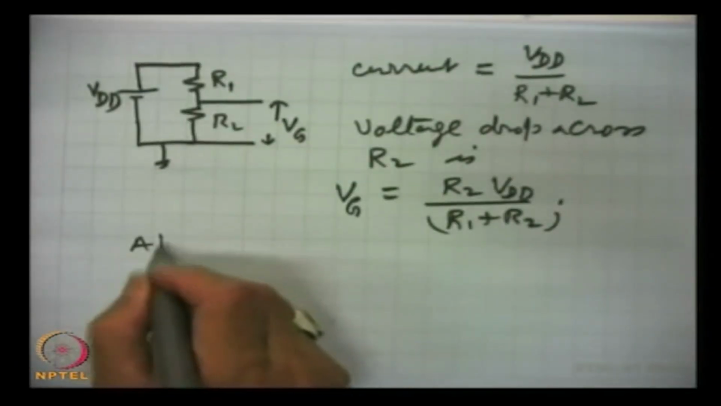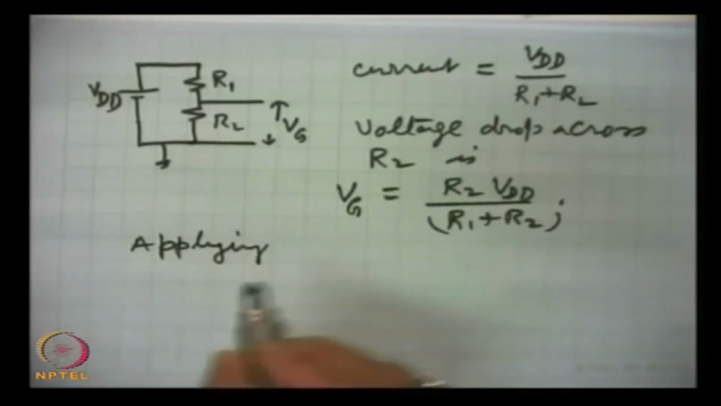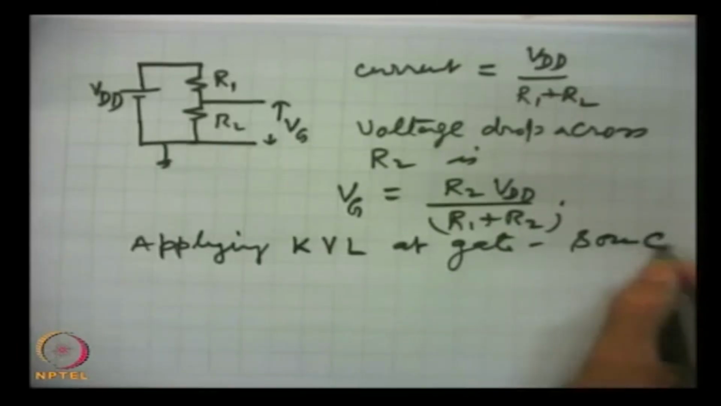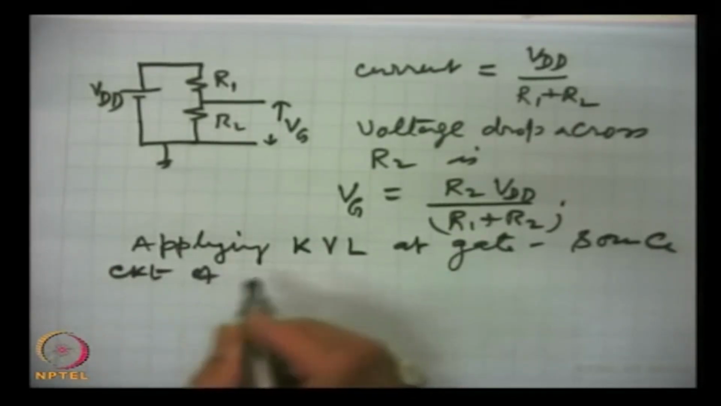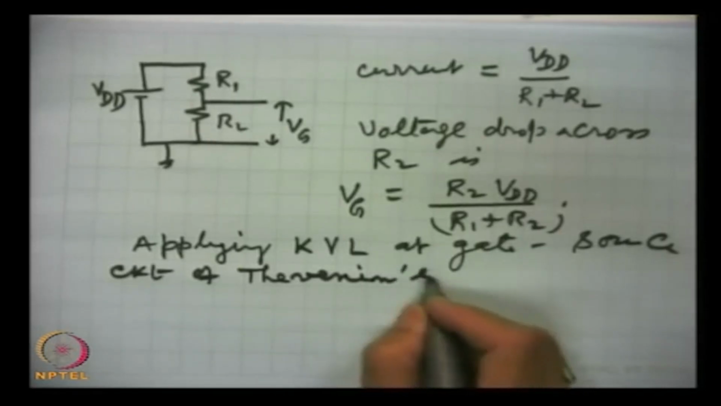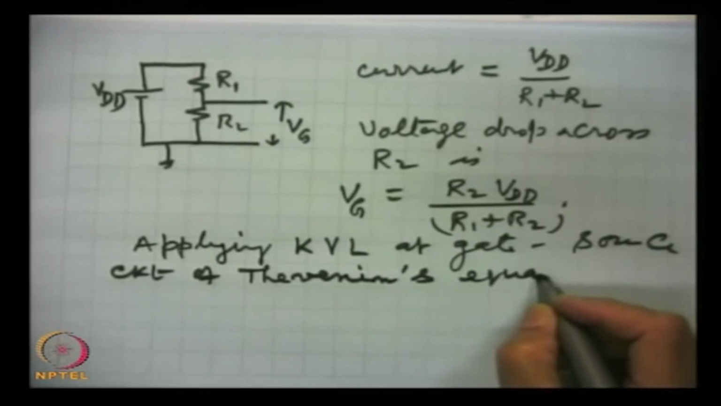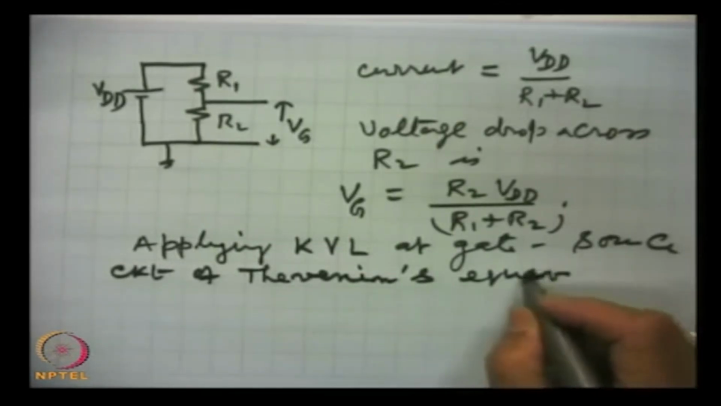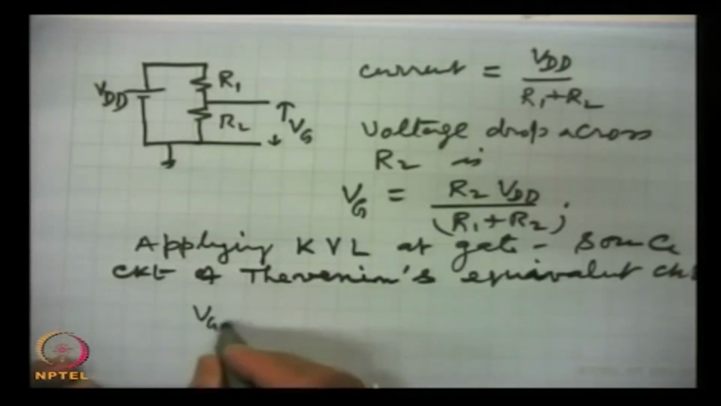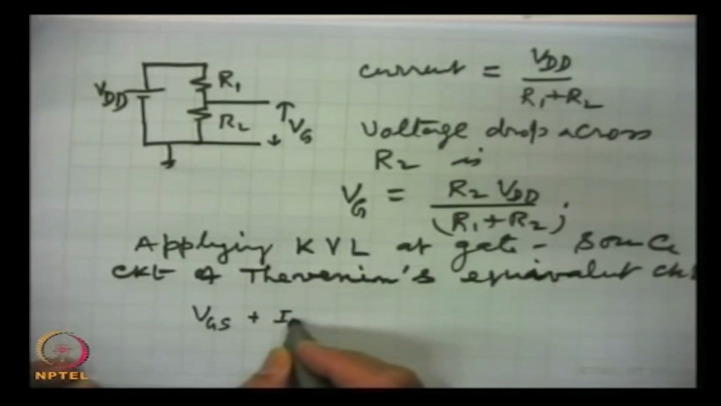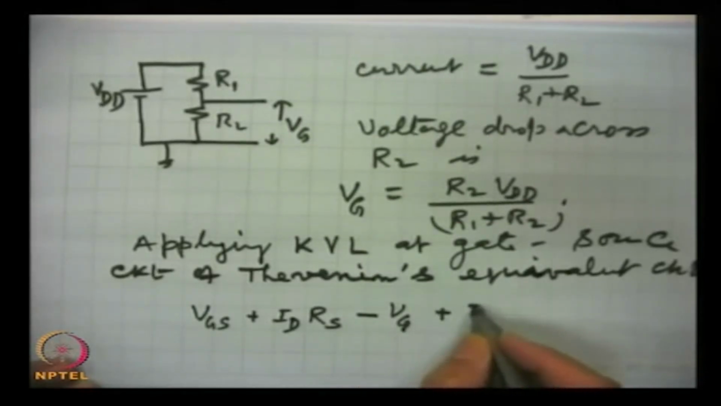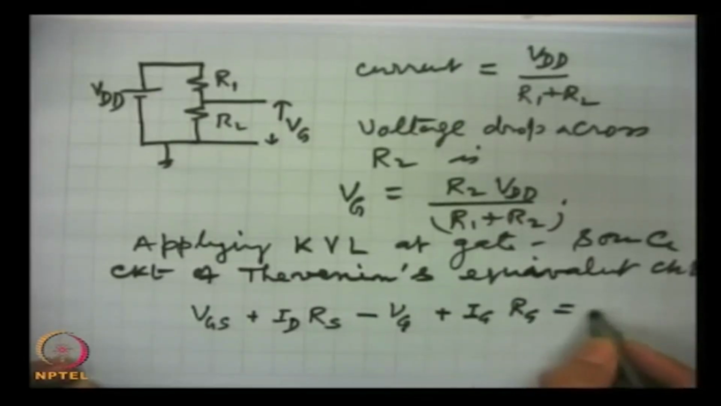So, applying Kirchhoff's voltage law at the gate source circuit of the Thevenin equivalent circuit, we get the equation VGS plus ID RS minus Vg plus Ig Rg is equal to 0.